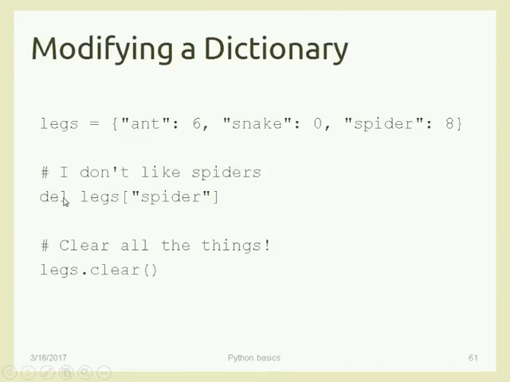So del spider from lex. If I print here the lex dictionary, I will have only ant 6 and snake 0. It will remove the key spider and its value. If I want to clear everything, to empty the dictionary, it has a method that again is specific for dictionaries, that is clear. The clear will remove everything in the dictionary, no matter how long the dictionary is, how many items are present in the dictionary.